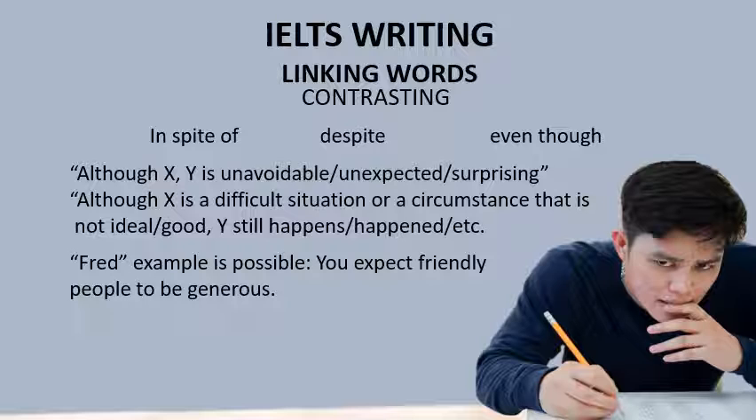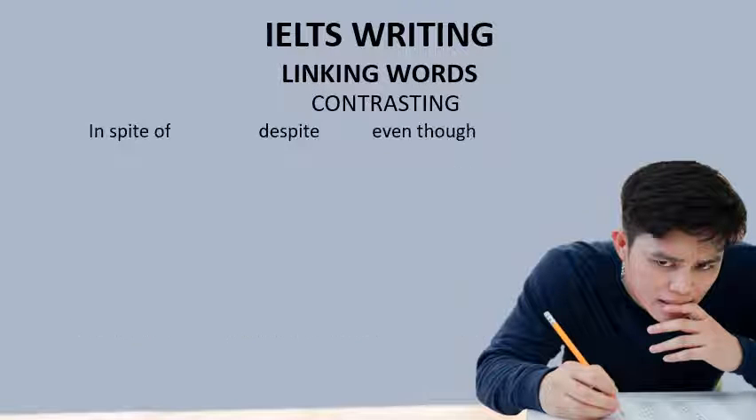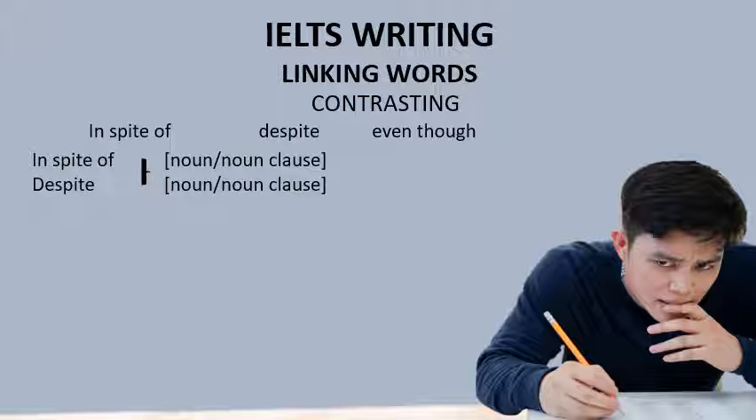Let's look at the grammar that we have to use with these phrases. We follow in spite of with a noun or noun clause. Then we write the second part with the subject and verb. Despite works in the same way, and it means the same as in spite of. There is no active verb in the first part of the sentence.